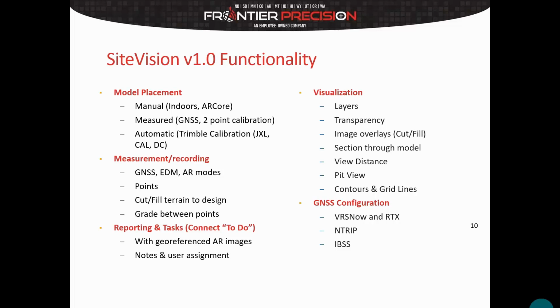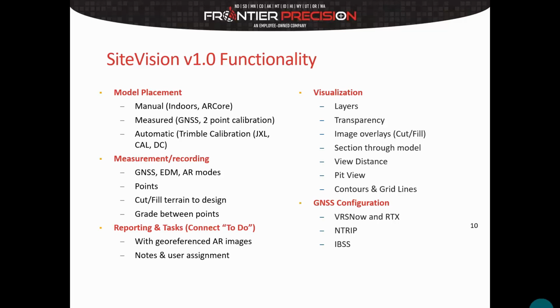So there's a couple different ways you could place this model. One is a manual placement. If you do not have any control on the site and you just want to roughly get an idea of where things are at, and you have a general idea where property corners are, you're able to do it just manually.